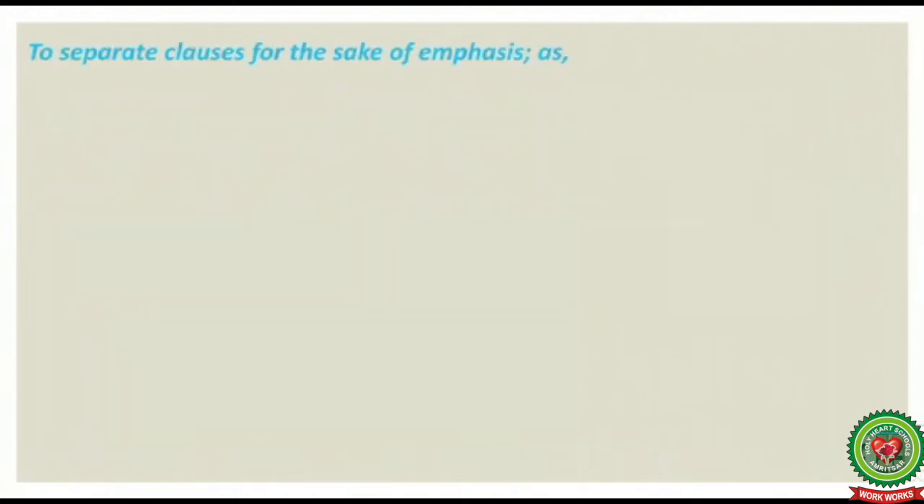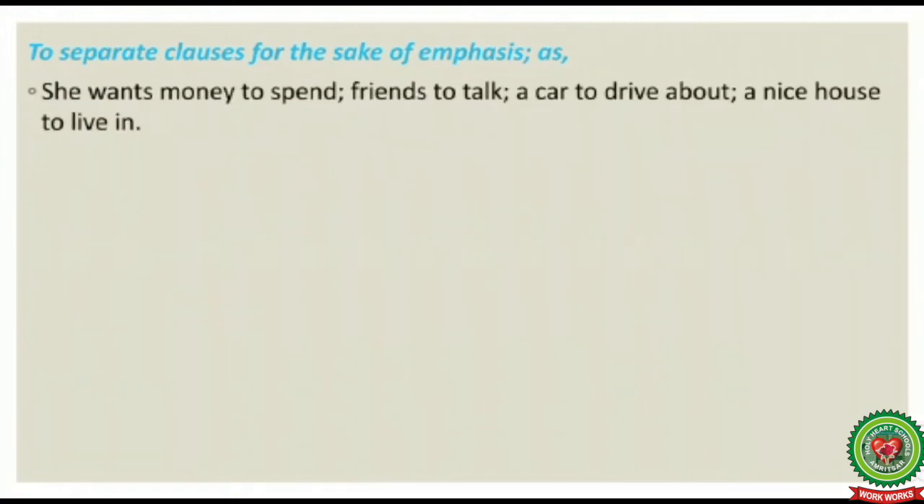To separate clauses for the sake of emphasis, as: she wants money to spend; friends to talk; a car to drive about; a nice house to live in. Children, all these are different clauses separated by semicolon because we wish to emphasize why she wants money, friends, a car, and a house.